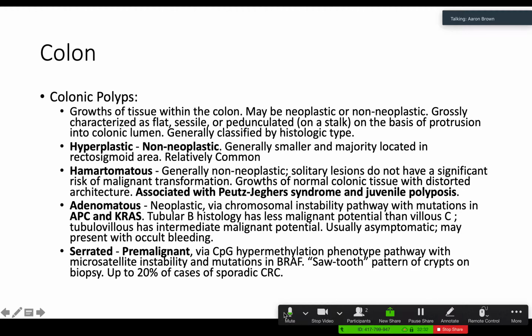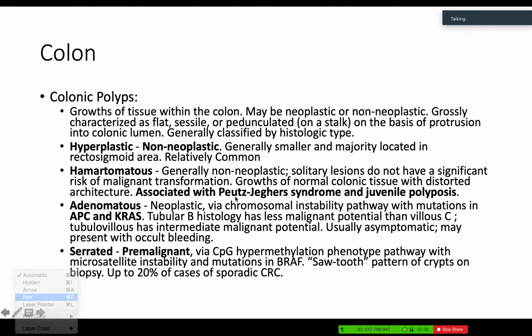Colonic polyps, so moving kind of into a talk about cancer at this point. We're going to be making that transition. So colonic polyps are just a growth of tissue within the colon. They can be neoplastic. They can be non-neoplastic, totally benign. We need to characterize them in terms of how they look, or at least gastroenterologists do. The characterizations are flat, sessile, or pedunculated. Okay, and this is going to be on the basis of protrusion into the colonic lumen.